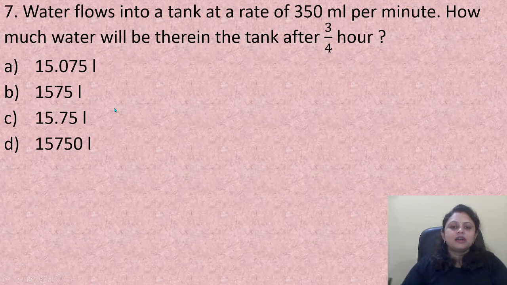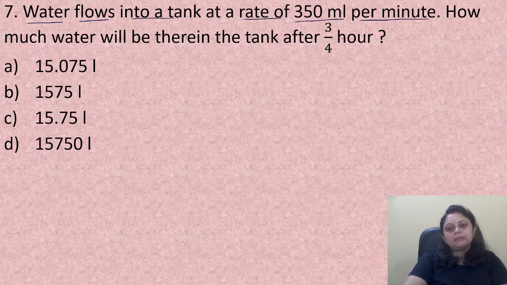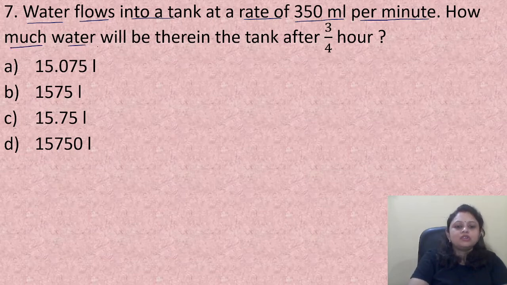Water flows into a tank at a rate of 350 ml per minute. How much water will be there in the tank after 3 by 4 hours? Option A 15.075 liter, B 1575 liter, C 15.75 liter, D 15,750 liter. In the question it is given water flows into a tank at a rate of 350 ml per minute. How much water will be there in the tank after 3 by 4 hours?